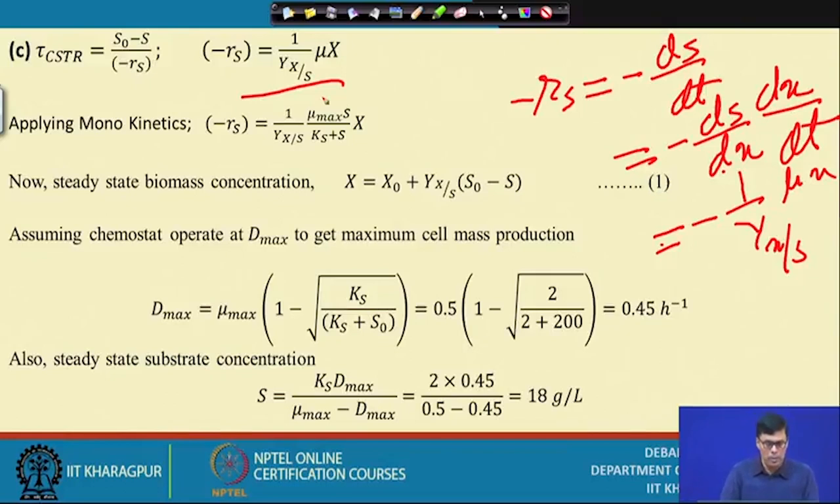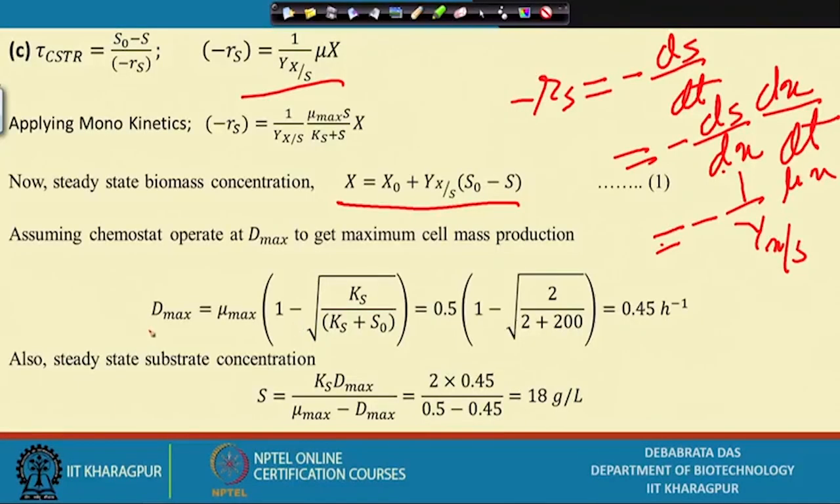Okay. Now from the Monod kinetics, we know mu equals mu max S by (Ks plus S), and x is like this. Now, the question comes, what is the maximum cell productivity? Maximum cell productivity means that we know there is a situation called D max. What is D max? D max is the dilution rate when you will get the maximum rate of cell mass production. Am I right?